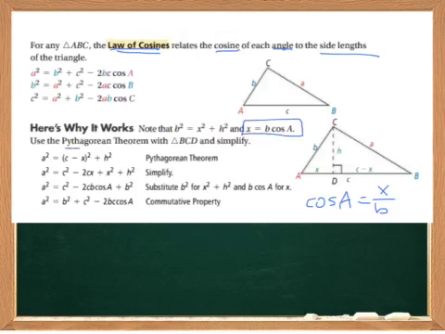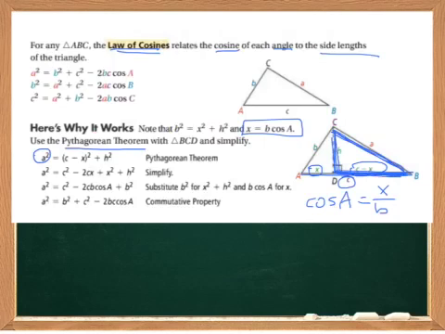So using the Pythagorean theorem with triangle BCD, you'd get a squared equals c minus x, which you see here, because c is this whole side. So c minus x is going to be just this piece, squared plus h squared. So a squared, the hypotenuse, equals c minus x squared plus h squared.